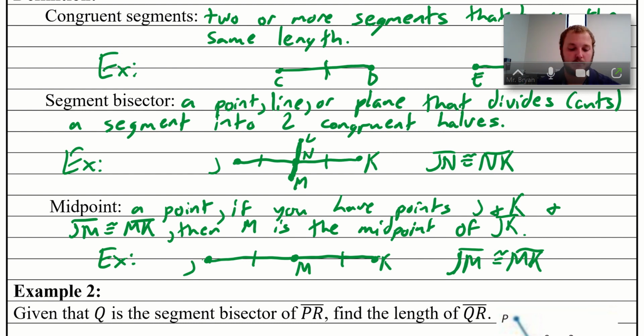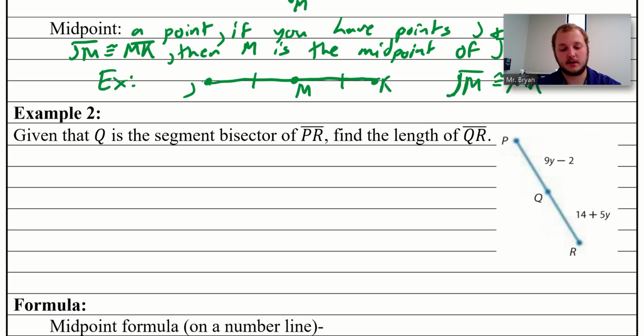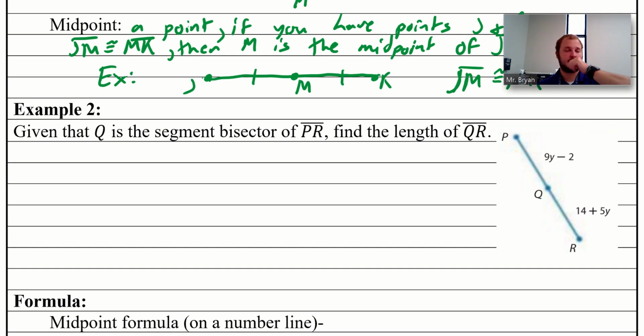Those are both congruent. Okay, so with that, let's look at example 2 here. I'll give you a sec to sketch this diagram. Same rules apply as always. We're given that Q is the segment bisector. In other words, it cuts that segment in half. It's the segment bisector of PR. And then what I want to do is find the length of QR.